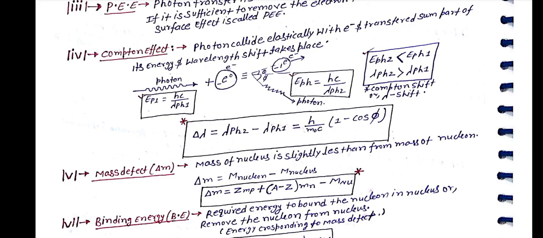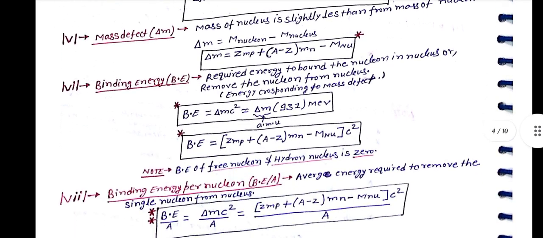Next is the Compton effect, that is a photon collides elastically with an electron and transfers some part of its energy, and a wavelength shift also takes place. So the photon collides elastically with the electron, and it transfers some part of its energy, so the wavelength will also vary.